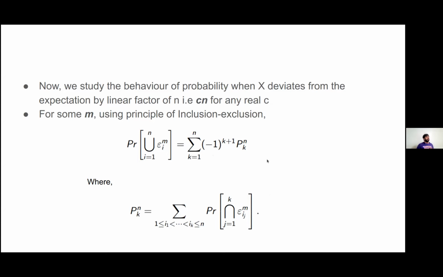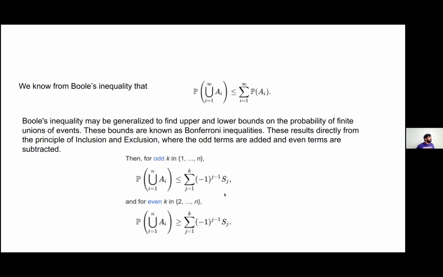Alternatively, we add and subtract all the intersections of the events here. So this P_k^n is the probability of the intersection of all k events here. We know from Boole's inequality that the probability of the union of all the terms is less than or equal to the sum of the individual probabilities. This might give us an upper bound on the union, but Boole's inequality can also be generalized to find a lower bound as well. These bounds are called Bonferroni inequalities, or Boole-Bonferroni inequalities.